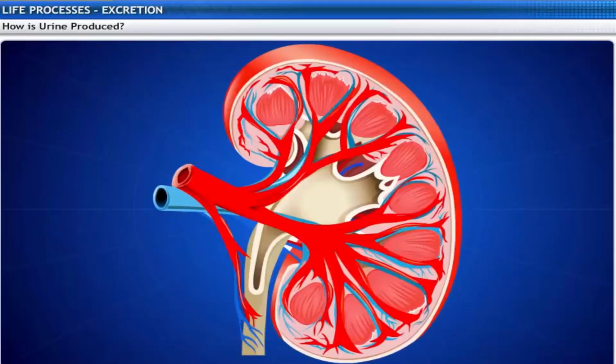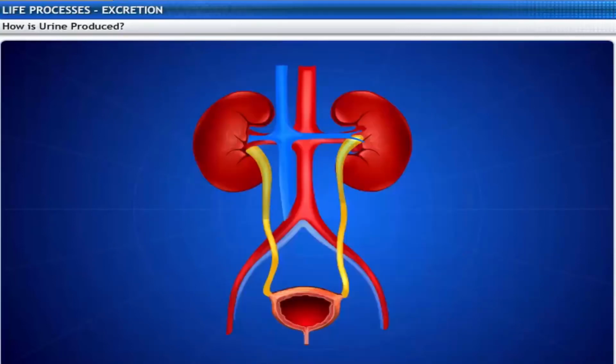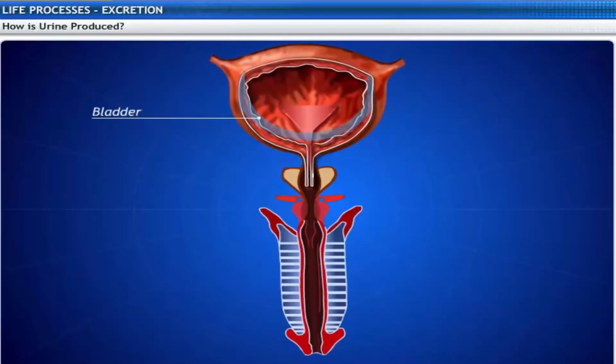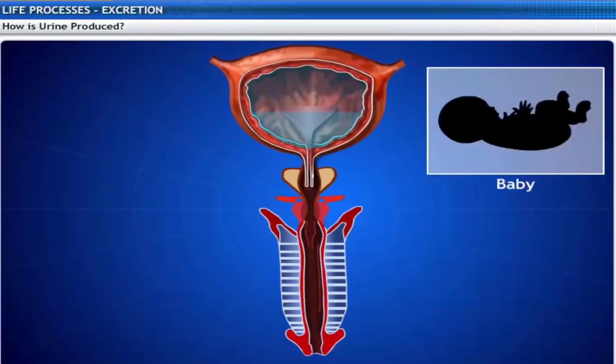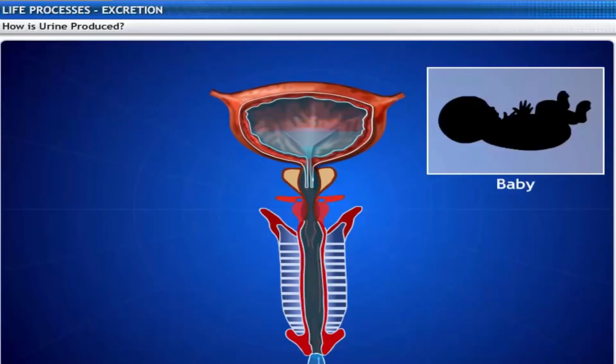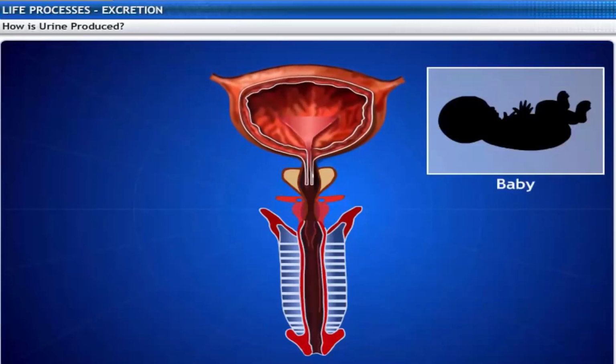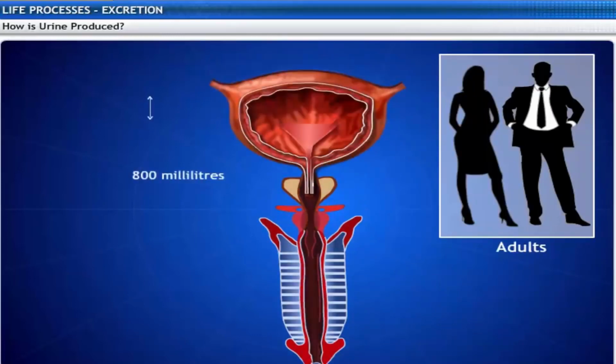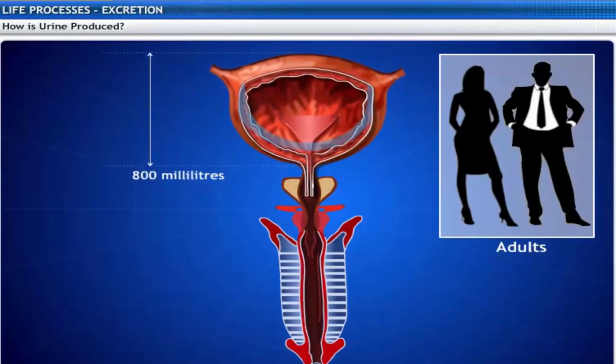Then the urine flows from the medulla into the pelvis of each kidney. Finally, through the ureter, urine is drained into the bladder. The bladder is muscular, so it can expand to store the urine until it is disposed of. The muscles in the bladder make it open up automatically in babies when the bladder is half full. Adults can control these muscles. An adult bladder can hold about 800 milliliters of urine.